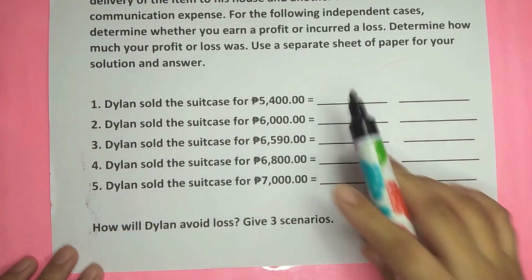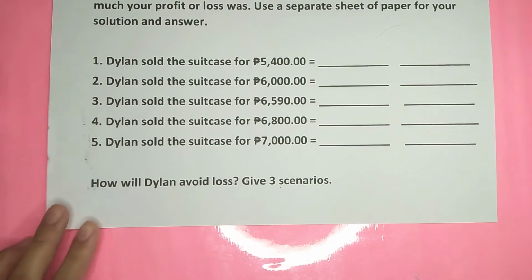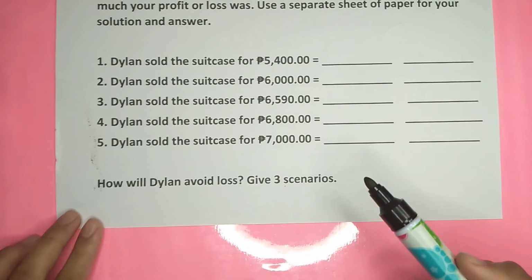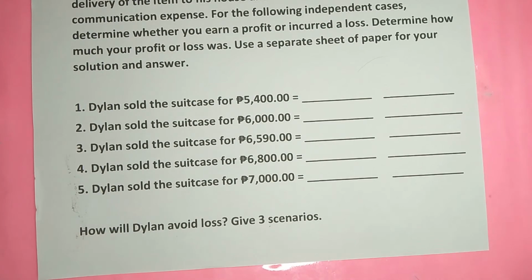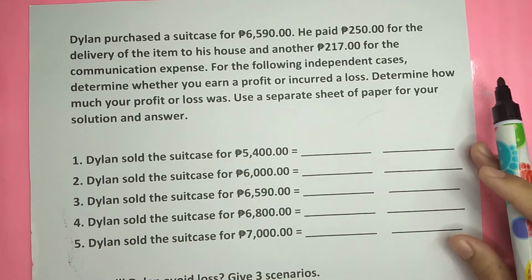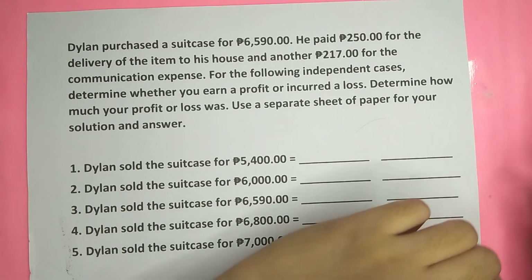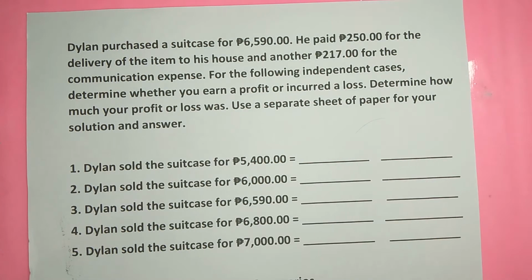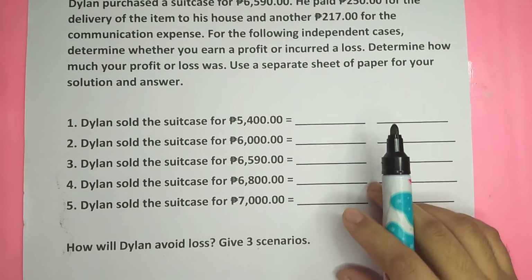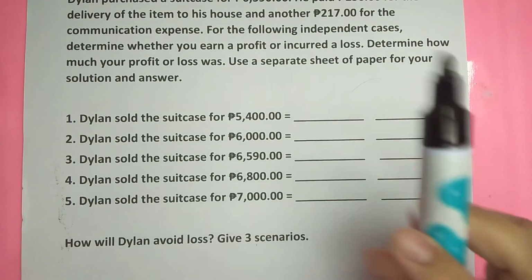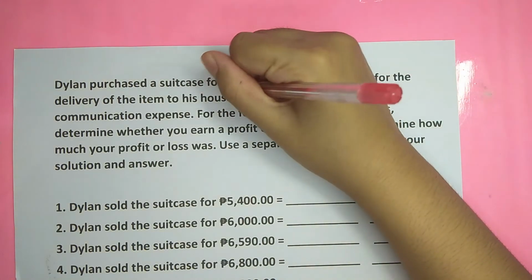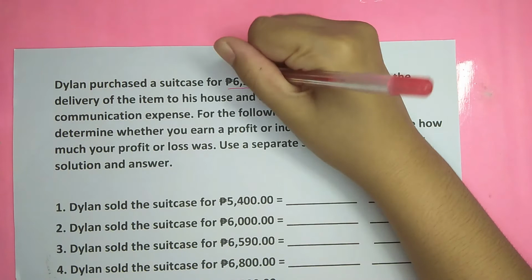Okay, so ito yung mga problem natin. Tapos, ang huling tanong, how will Dylan avoid loss? Give 3 scenarios. Explain ko lang yung nasa problem. Dylan purchased a suitcase for 6,590 pesos. So, dahil dito sa mga problem, ay binenta niya ulit, this will be our cost. Ito yung cost natin. 6,590 pesos. Ito yung cost.